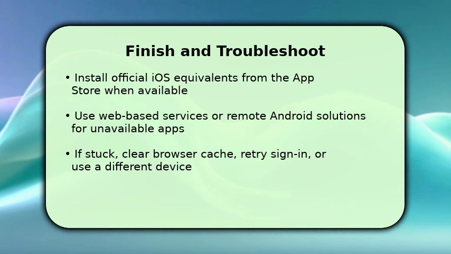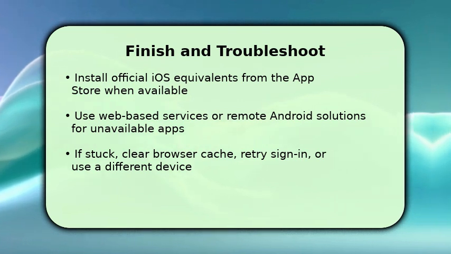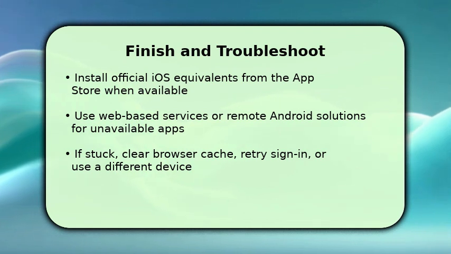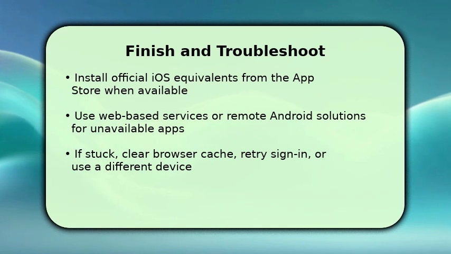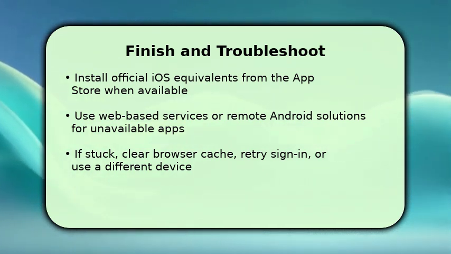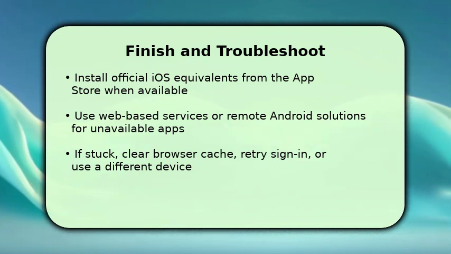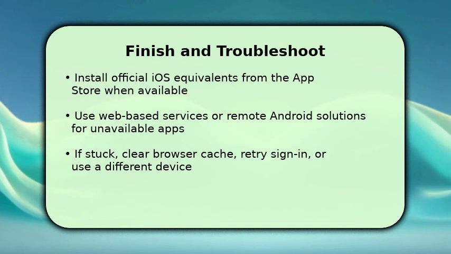If an app has no iOS version, consider web-based alternatives, progressive web apps, or remote Android services like cloud-based emulators accessed via browser. Make sure to sync accounts and permissions so data transfers correctly. If something goes wrong, clear your browser cache, sign out and back into Google, and try a different browser or device. This resolves most authentication issues.